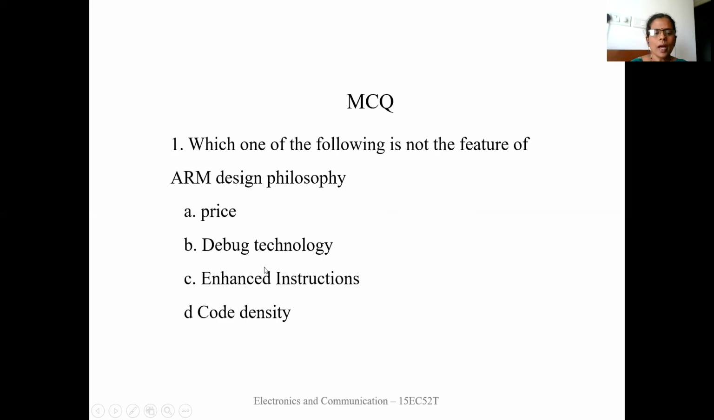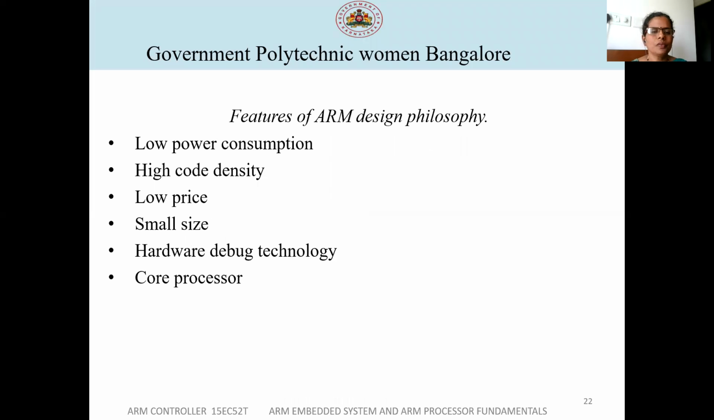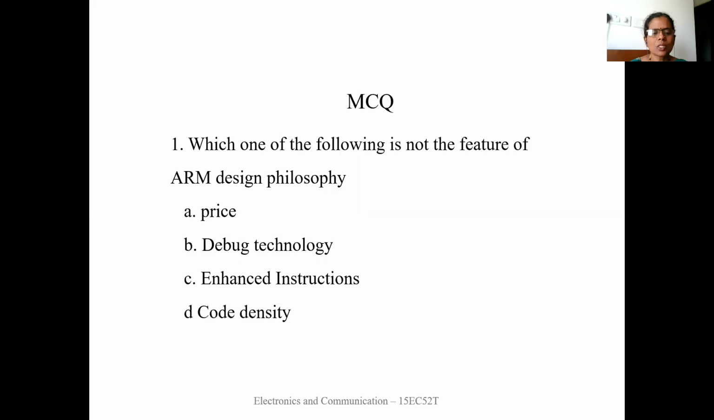If you know the features of ARM design philosophy, then only you can answer it. To answer this, you should first list out the features of ARM design philosophy. They are low power consumption, high code density, low price, small size, hardware debug technology, and core processor. In this, option C is not there, that is enhanced instruction. The enhanced instruction comes under the group features of instruction set. Here the question is asked, not the feature of ARM design philosophy, so the answer is definitely option C.